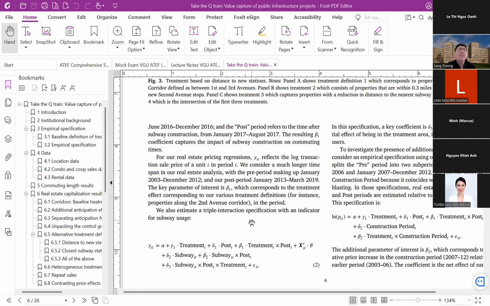Yes. Okay, I see your point. So actually for a standard difference in difference, we just want to find the average effect, right?